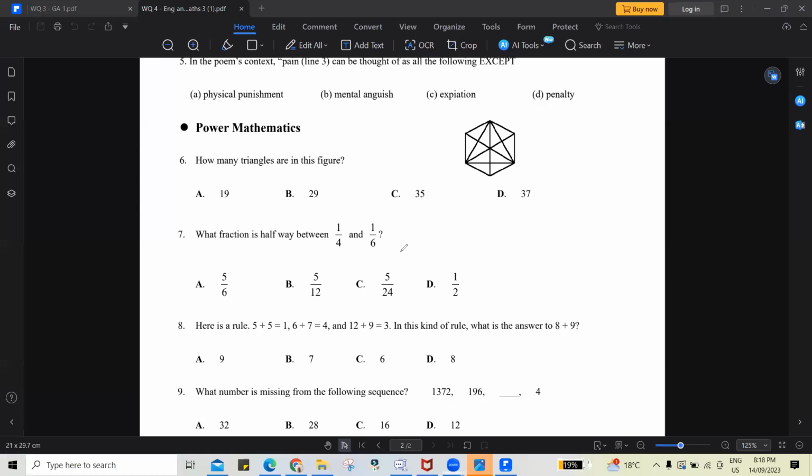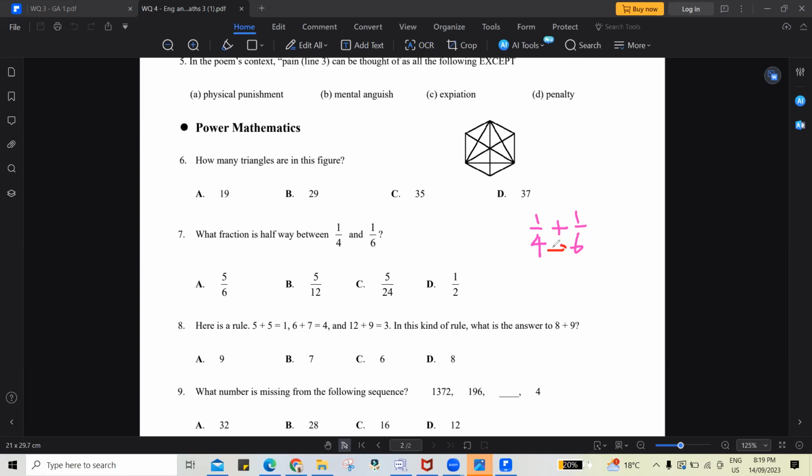Now we are going to do some fractions. This one, there's another method we can do. 1/4 plus 1/6. What you do is cross multiply. We call it cross.